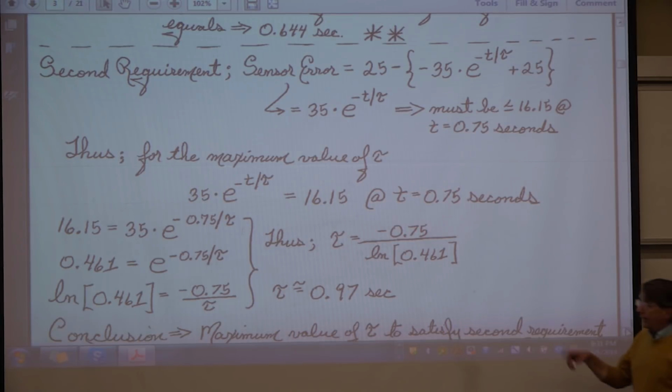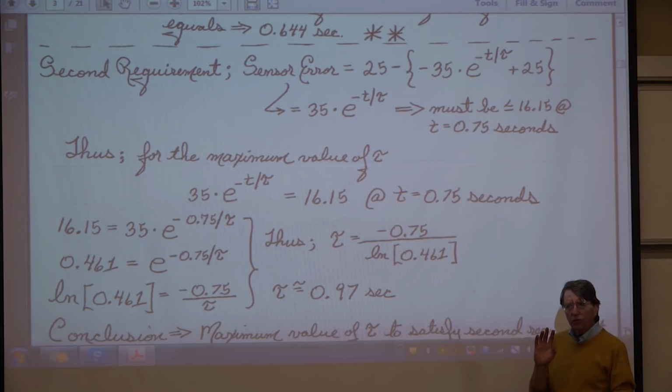So it's now, again, taking natural logs. I suspect you're all very good at this. If you have any questions, let me know. So here I get a tau of 0.97 seconds.